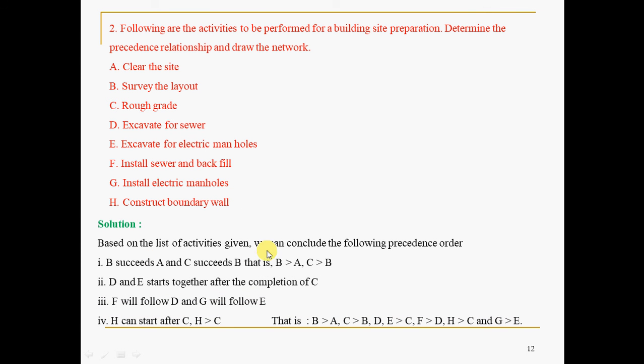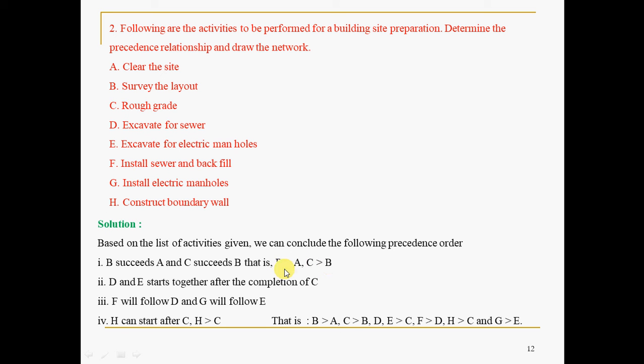Based on the list of the activities, you can conclude the following precedence relationship. B succeeds A and C succeeds B. B succeeds A. What is the meaning of this? To start B, A should happen. C succeeds B. So you can put it mathematically also like this: B is greater than A. The meaning of this is B should happen after A, and C should happen after B. Like that is the meaning.